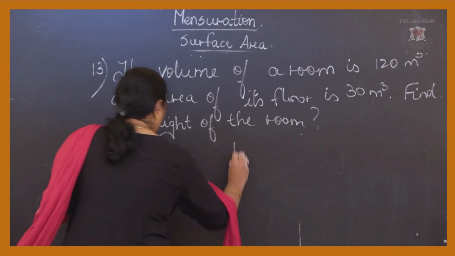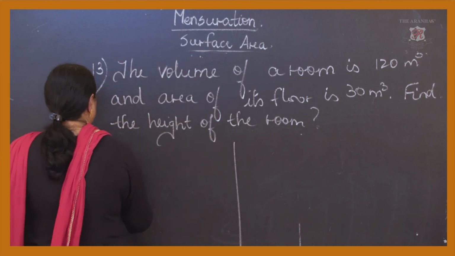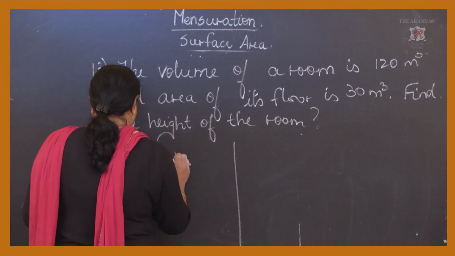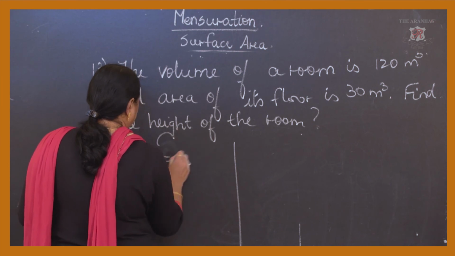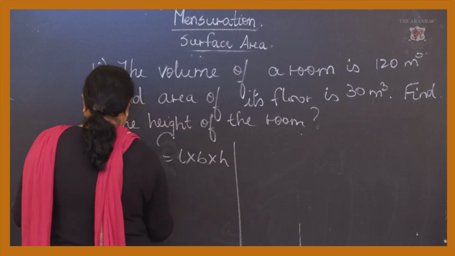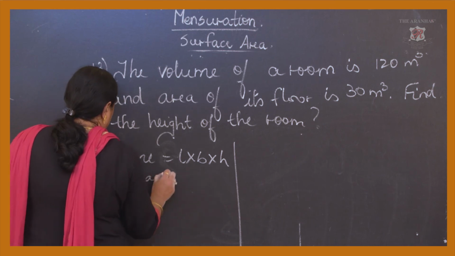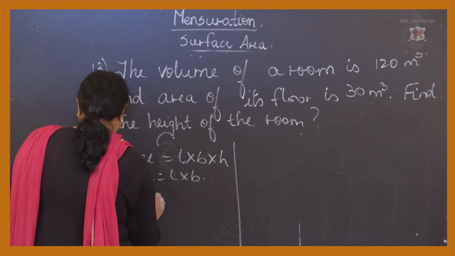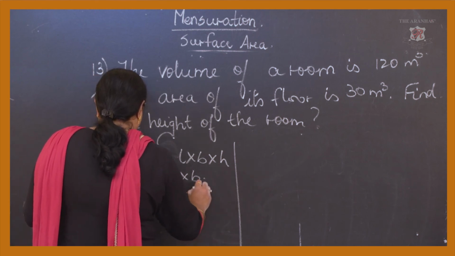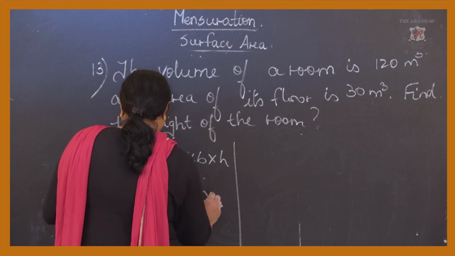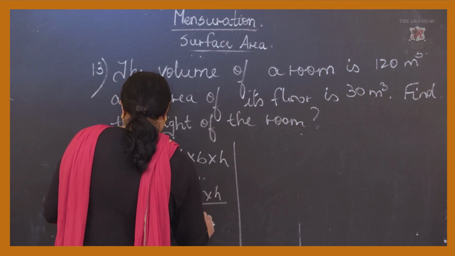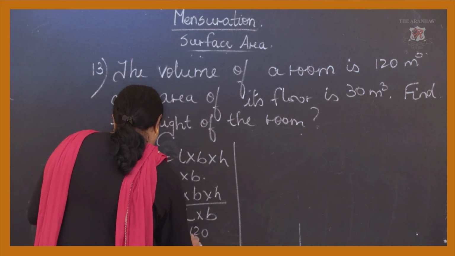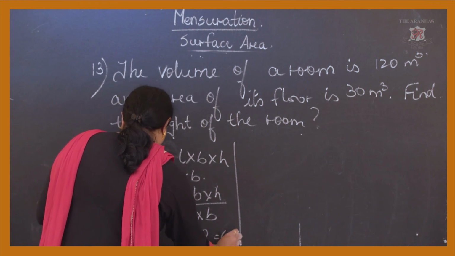Okay, so now over here, you have the volume, which is equal to length into breadth into height. And the area is equal to length into breadth. Now your height is equal to length into breadth into height upon length into breadth. That is equal to how much? Length into breadth into height is 120, upon 30, which gives you 4.